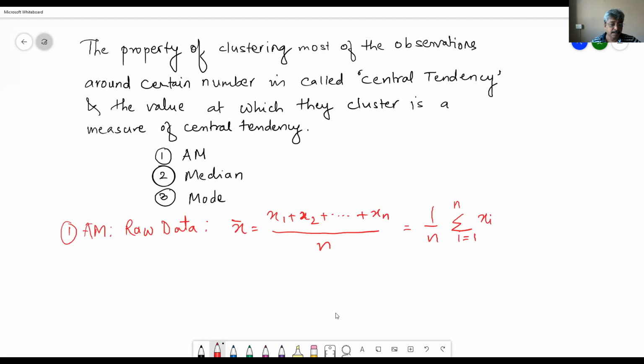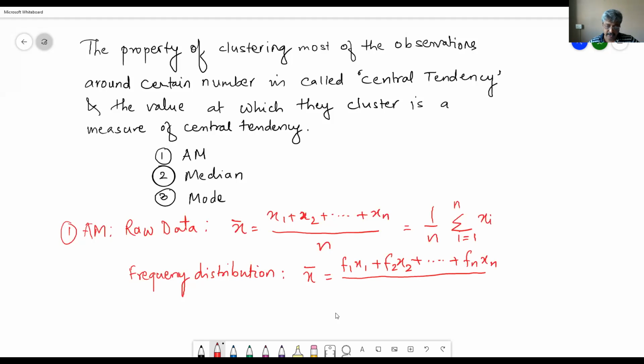Now if some frequency of every entry xi is given, so if a frequency distribution is there, then it is again very simple. x bar, the average, is going to be f1 times x1 plus f2 times x2 plus fn times xn, divided by f1 plus f2 plus up to fn, which is sigma fi xi upon sigma fi.